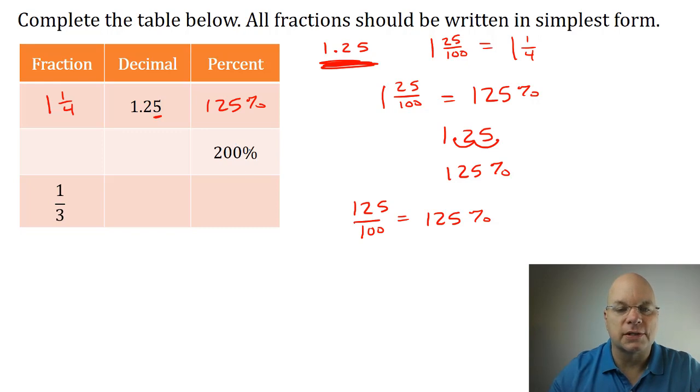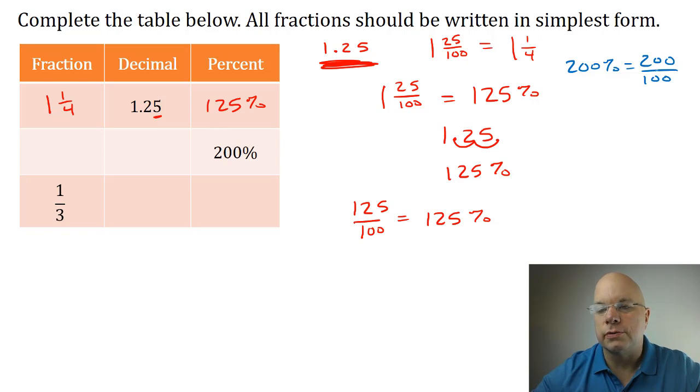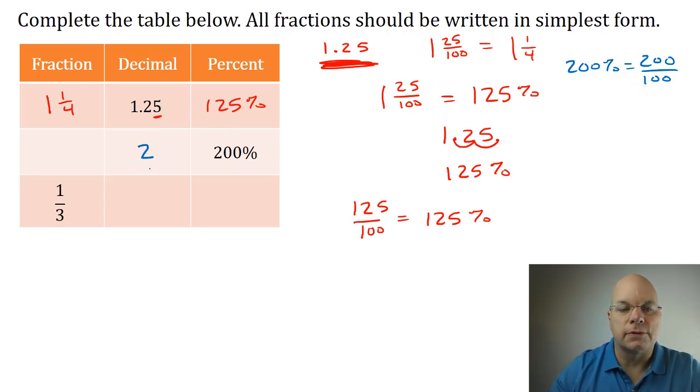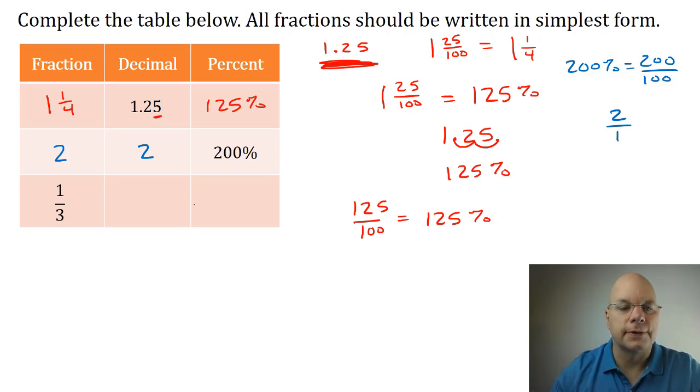for this next row. We have 200%. That is 200 hundredths. And so that's just 2. 200 divided by 100 is 2. So in standard form, that would just be 2. And in fraction form, you just write the number 2 also. There's no fractional part to that. It's not a mixed number. I mean, you could write 2 over 1, but that would just simplify to 2.